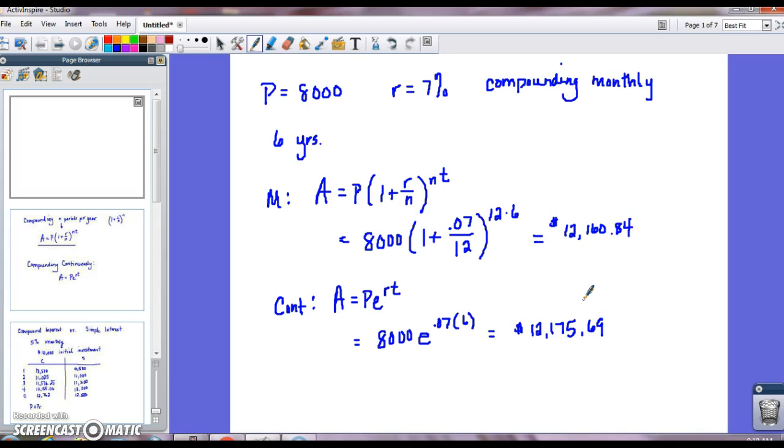Okay, so that's everything having to do with exponential functions. Tomorrow we'll be talking about log functions.